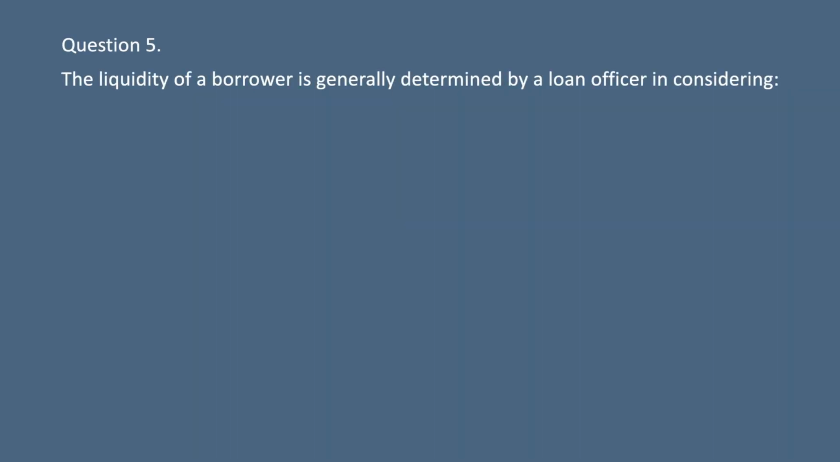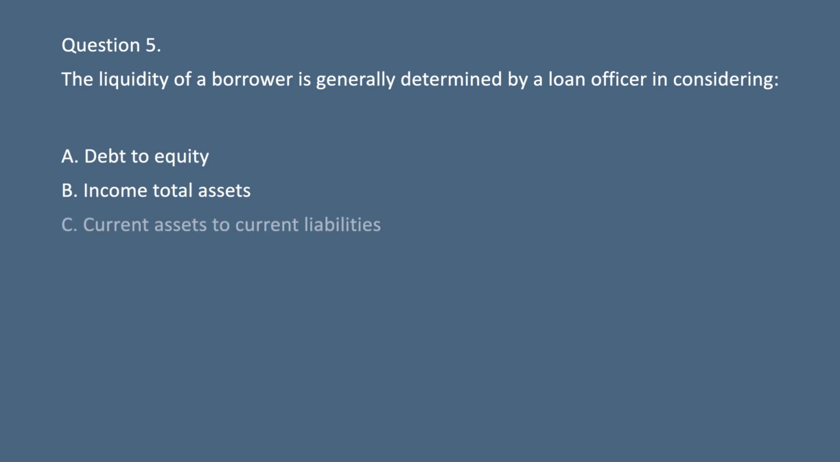Question 5. The liquidity of a borrower is generally determined by a loan officer in considering A. Debt to equity. B. Income to total assets. C. Current assets to current liabilities. D. Fixed assets to current assets.